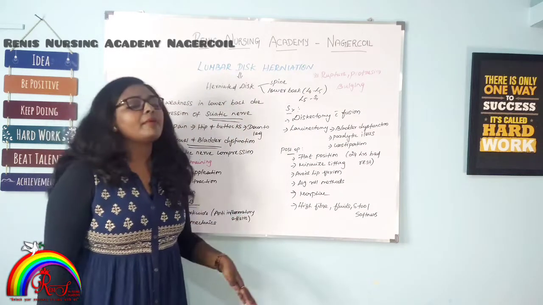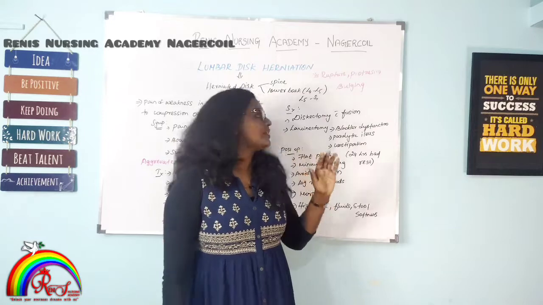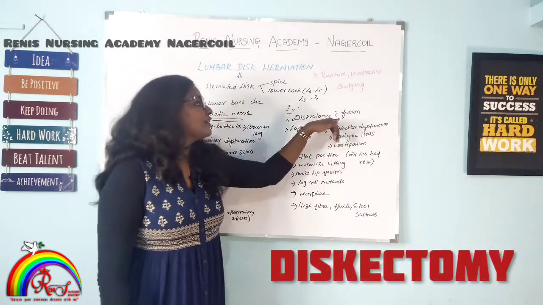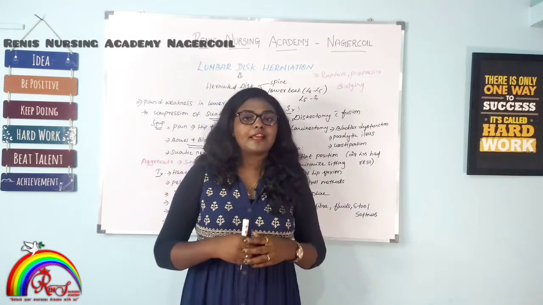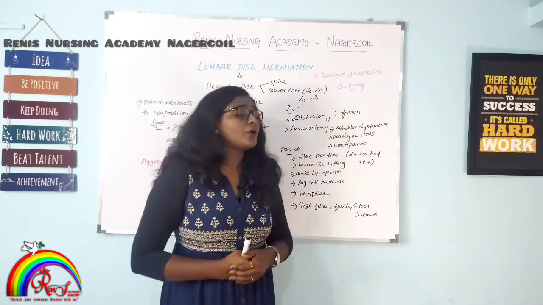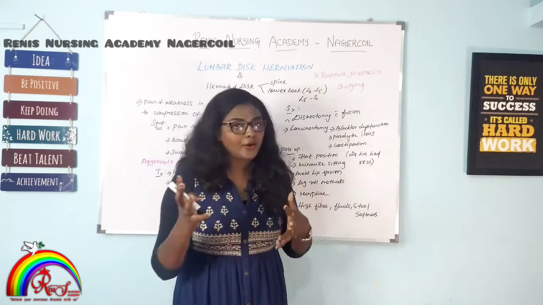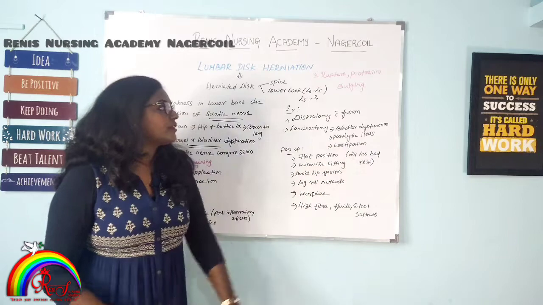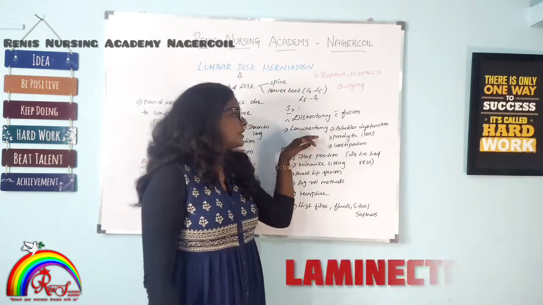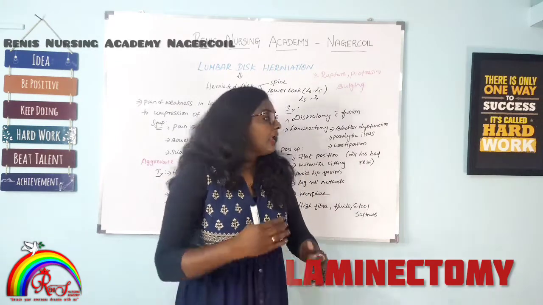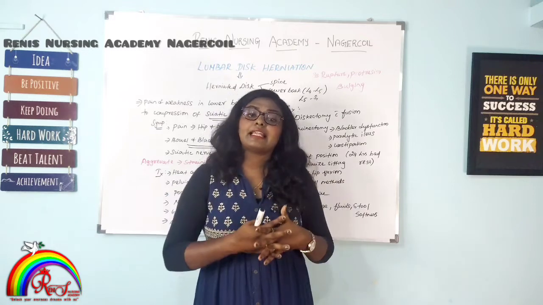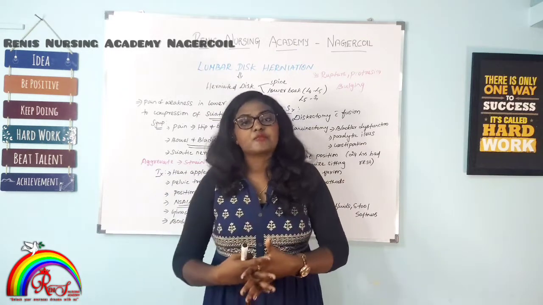Now the next main management under this condition is surgical management. The first one is discectomy with fusion on that particular area. They are removing the bulged, protruded or ruptured disc. That is called discectomy with fusion. And the next important surgery is laminectomy or decompressive laminectomy. There are some important complications that can occur after this particular surgery.